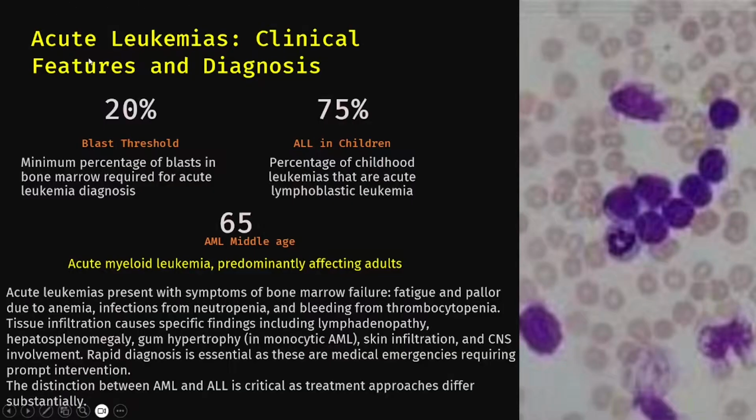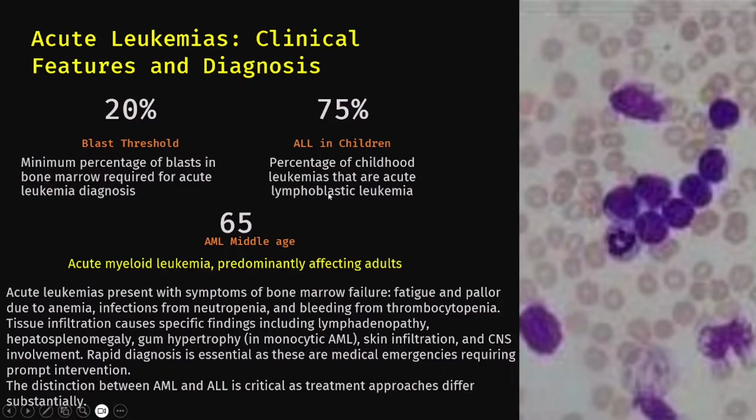And we are going to an important topic, acute leukemias. What are the clinical features and diagnosis? Minimum percentage of blasts in bone marrow required for acute leukemia diagnosis is 20%. It is an important question for competitive examination. What is the blast threshold for acute leukemia diagnosis? So, minimum percentage of blasts in bone marrow required for acute leukemia diagnosis is 20%.